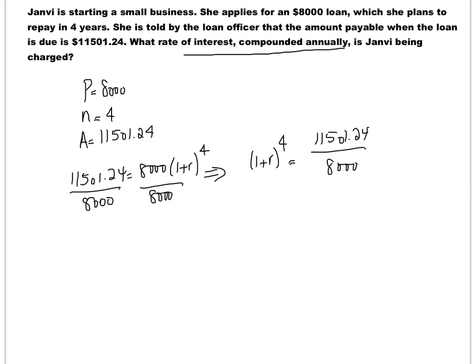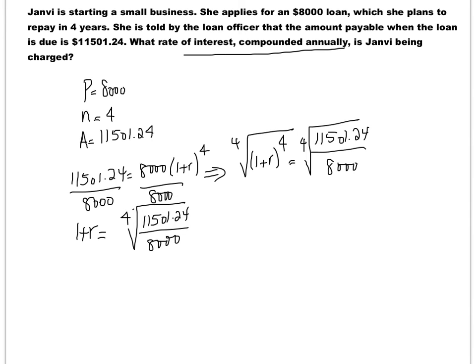If you remember in exponential functions, we said that if I take root 4 of both sides, I'm going to have 1 plus R is going to be root 4 of 11,501.24 divided by 8,000. Now I'm going to move 1 to the right, so I get R is root 4 of 11,501.24 divided by 8,000 minus 1.